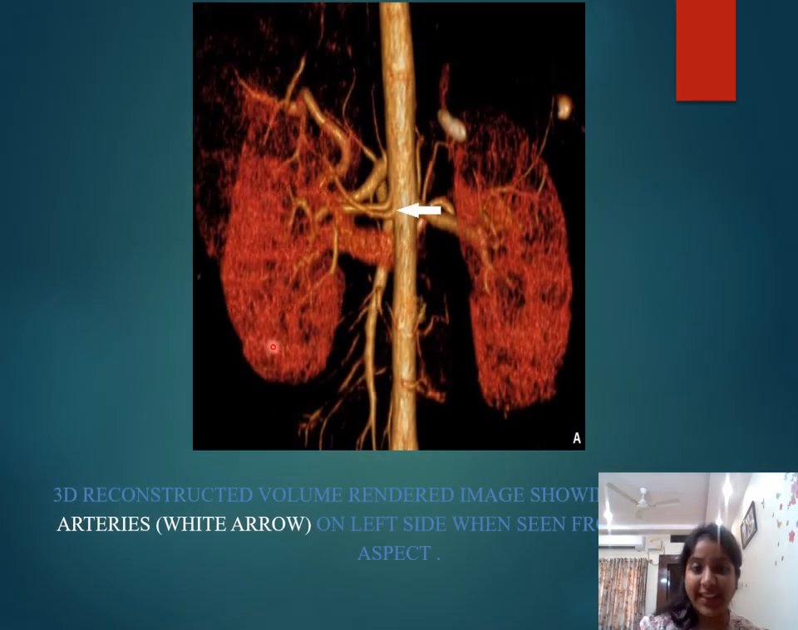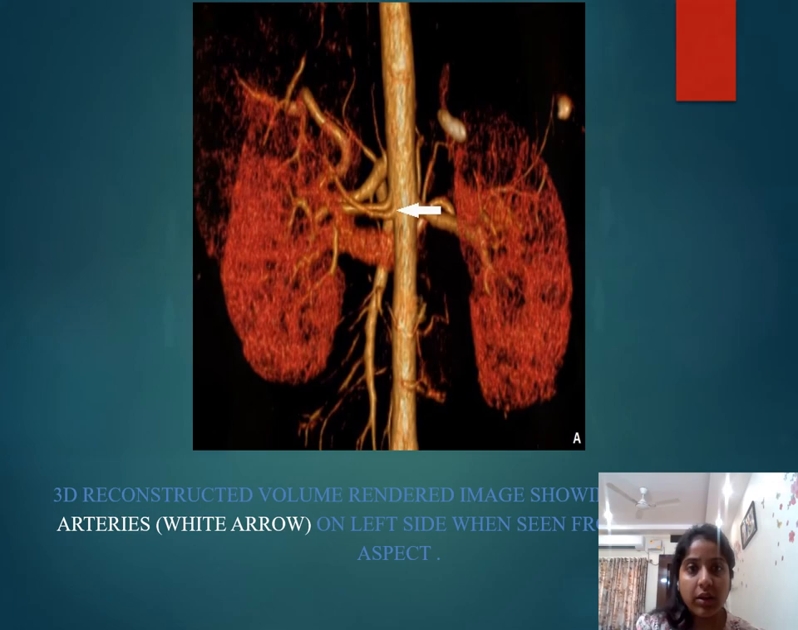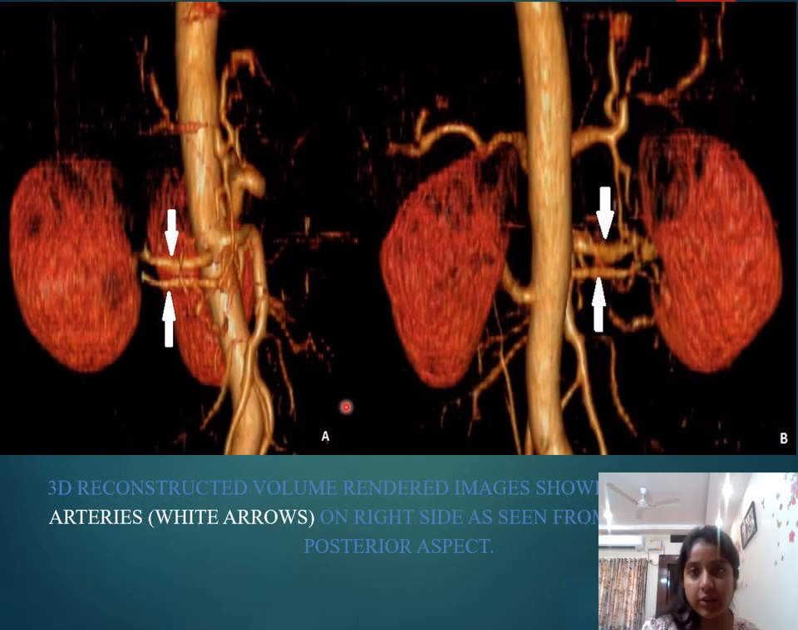Here is a 3D reconstructed view showing two renal arteries on the left side. Then we have another 3D view showing two renal arteries on the right side. One is seen from the posterior aspect.